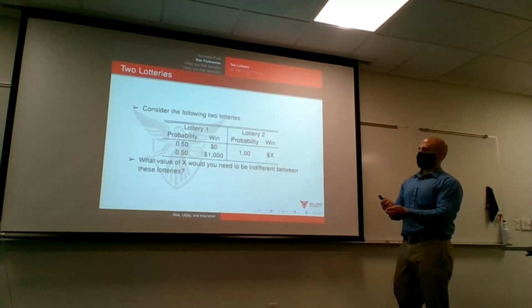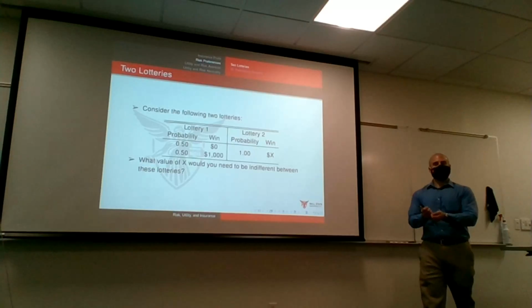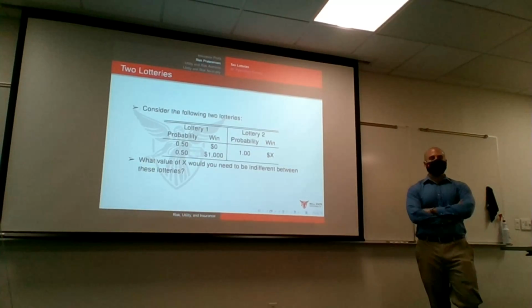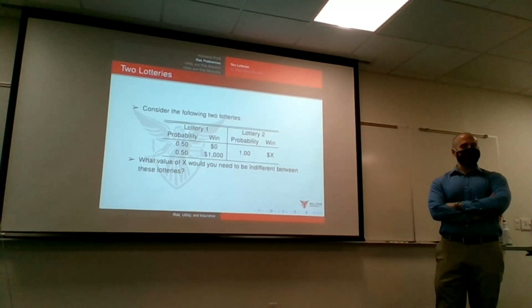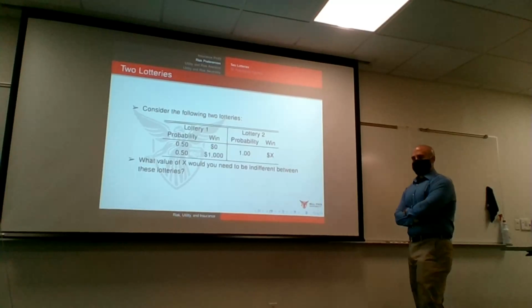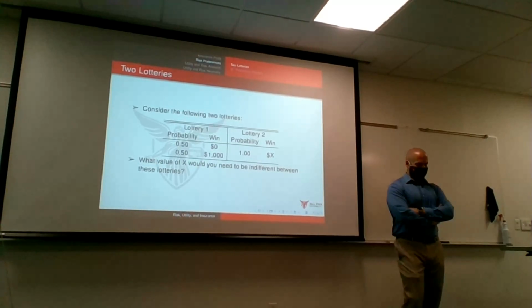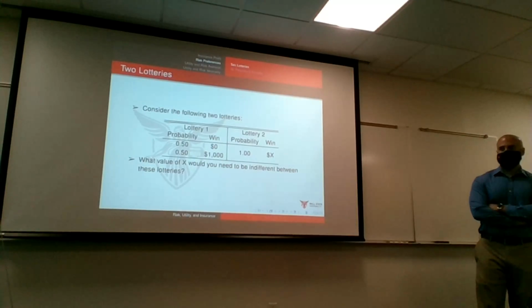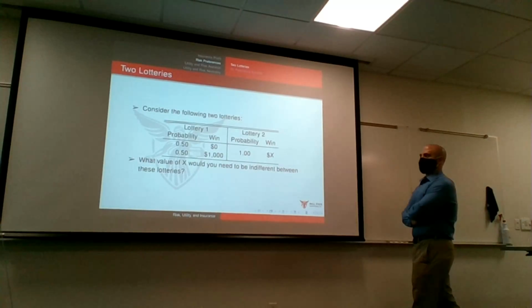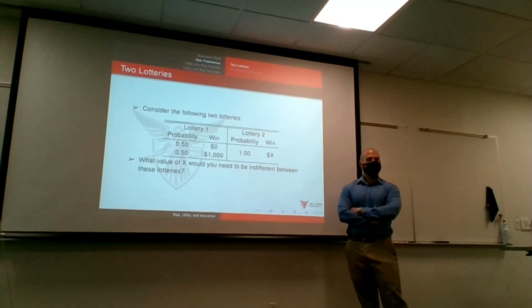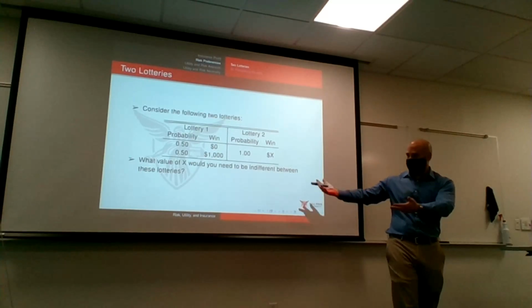So a couple other things we can use to describe this. It doesn't have to be in a losing scenario, right? Let's say that we have two lotteries here. Two lotteries. One, it's a 50-50. You win nothing or you win $1,000. We expect on average to win $500.